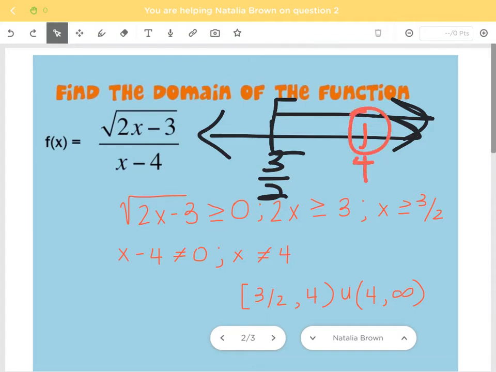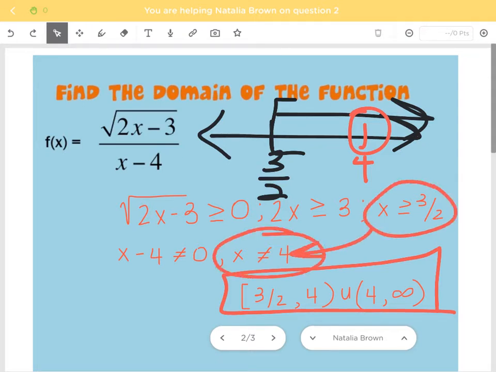So I'm going to go from 3/2 with a bracket on the 3/2 because it can include it, up to 4 with a parenthesis on the 4, union, at 4 it picks up again to positive infinity. In inequality notation, you would write this, but x cannot equal 4. But in interval notation, it should look like the one there on the bottom.